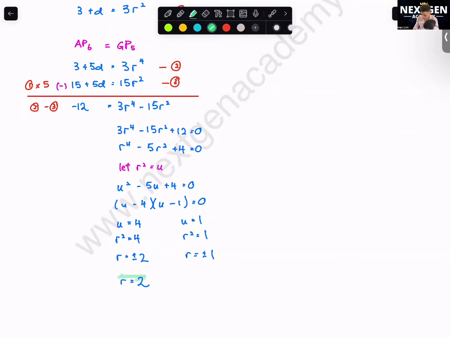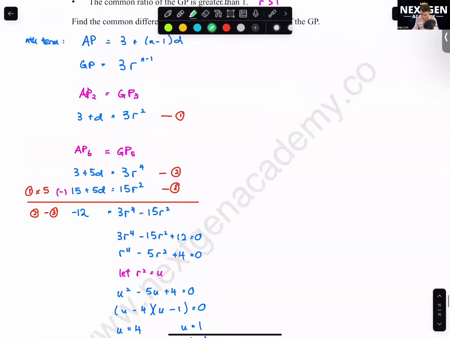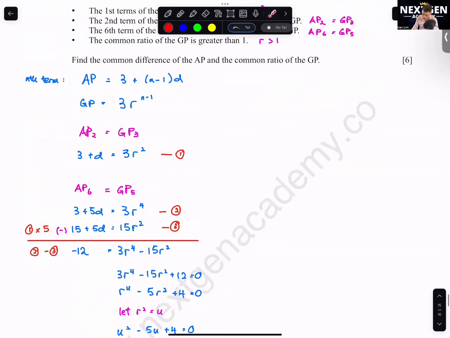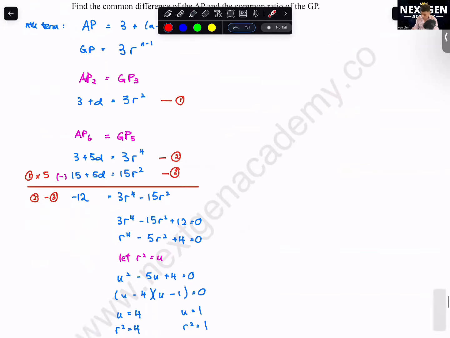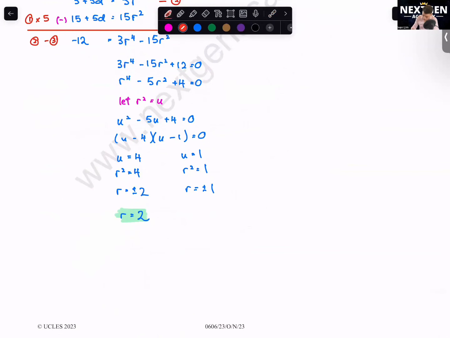Once we got r equals positive 2, we can find d. You can find another equation that has d. They only want r and d, so we substitute into equation 1. So r equals 2 into equation 1, we get 3 plus d equals 3 times 2 squared. d is equal to 9. All right, all good.